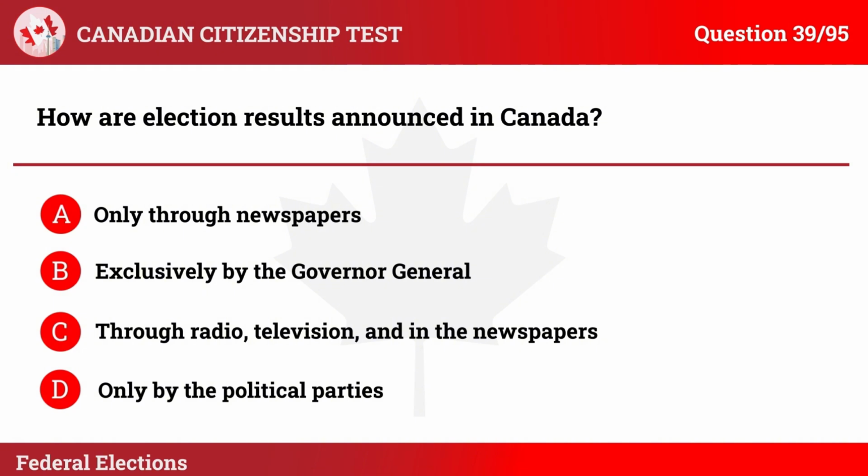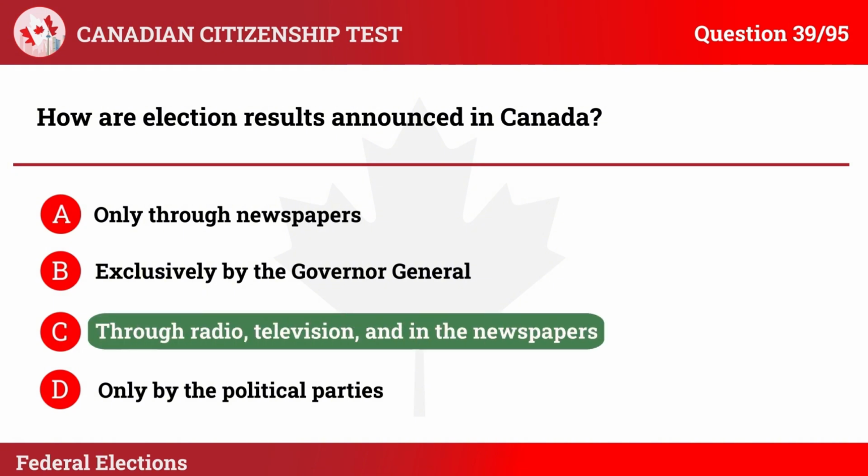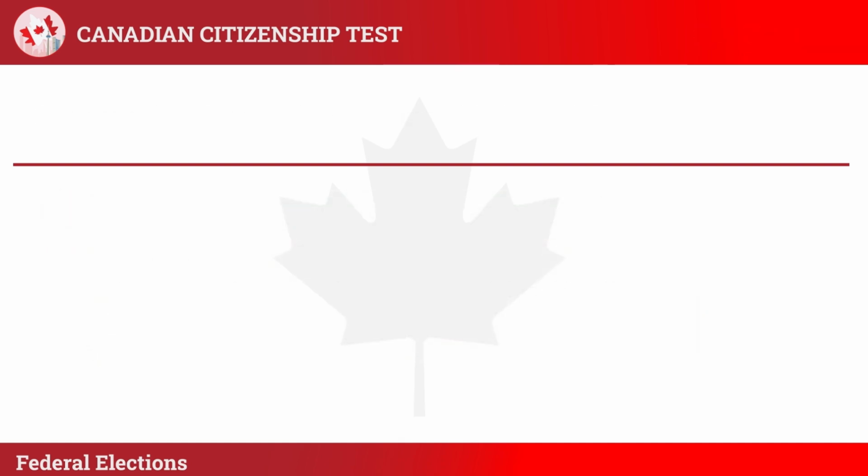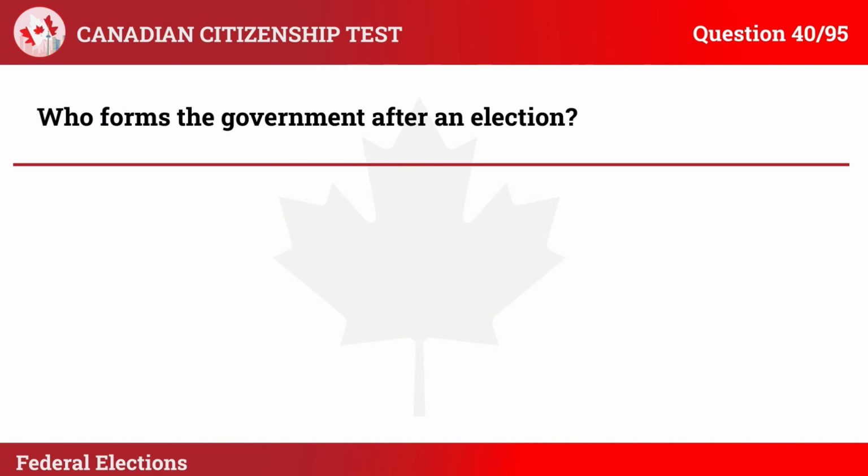The correct answer is C. Through radio, television, and in the newspapers. Explanation: election results in Canada are announced through radio, television, and newspapers, providing multiple sources for citizens to access the results.